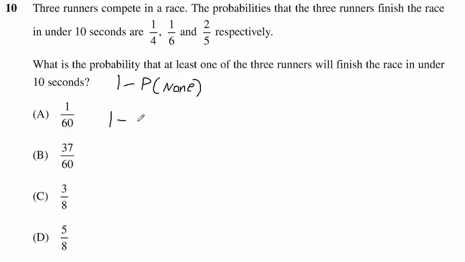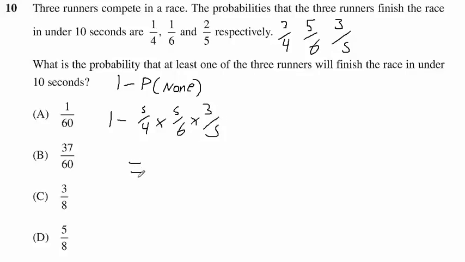So 1 minus, now what's the probability that none of these finish? Well, what we do is we change that to 3 over 4, 5 over 6, and 3 over 5. And we want none of them to happen, so we multiply these all together. So we get 3 over 4 times 5 over 6 times 3 over 5 equals, and I'll get my calculator out for that one, 3 over 4 times 5 over 6 times 3 over 5, and so that is 5/8, which is answer D.